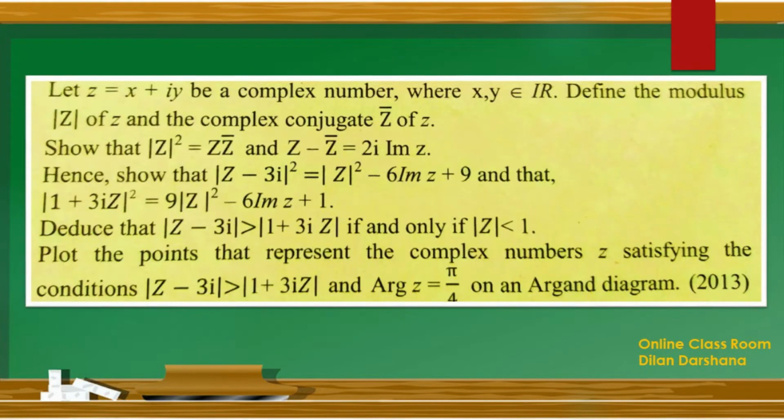Right, now I'm moving to another A level paper question. This is a 2013 A level question paper question. Let z equal x plus iy be a complex number where x and y are real. Define the modulus of z and the complex conjugate z bar of z. So the first one is definitions, right?